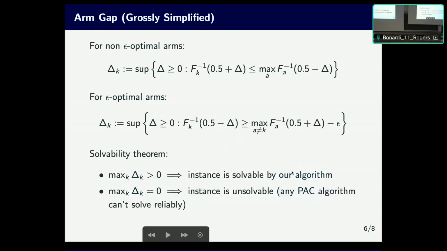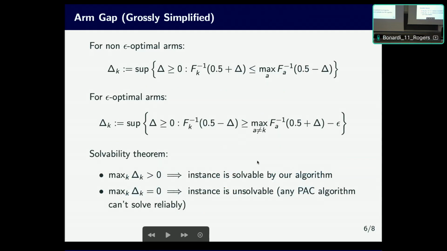Now that we have described the algorithm, we would like to know the upper bound. But before telling you the upper bound, we need to tell you about the arm gap. In the mean-based setting, it's pretty straightforward: it's just the difference of arm means. But for the quantile, we have to be a bit more careful. So we differentiate between the cases for good arms and bad arms.